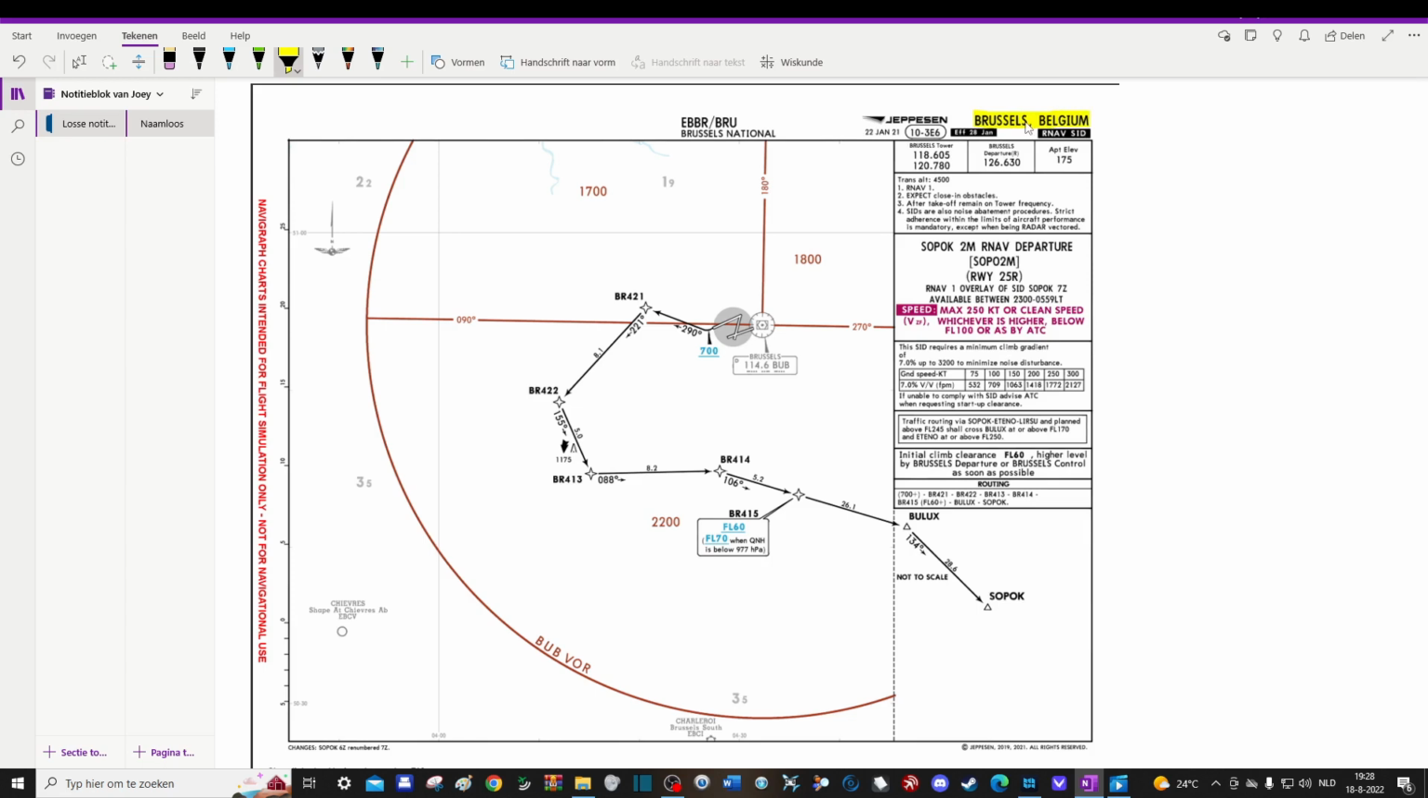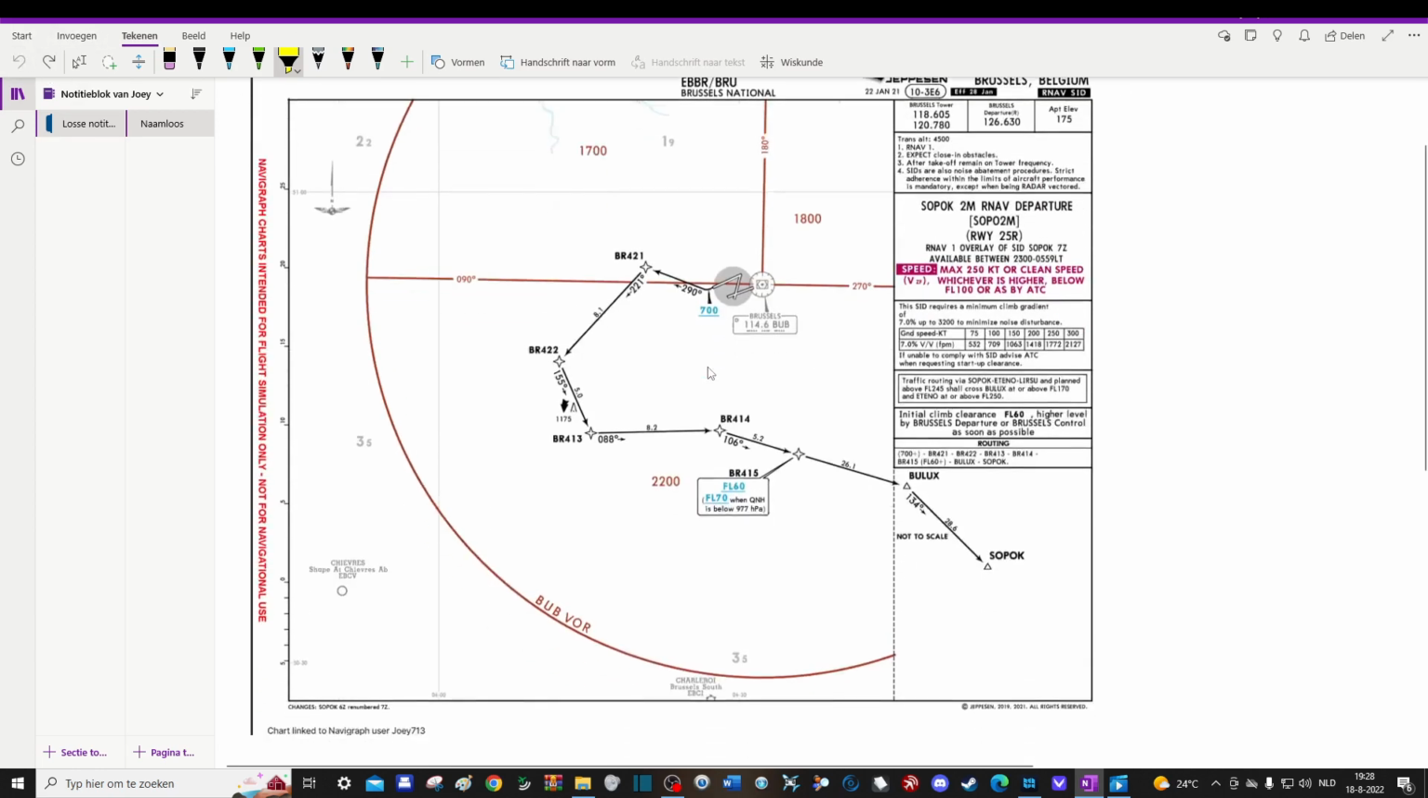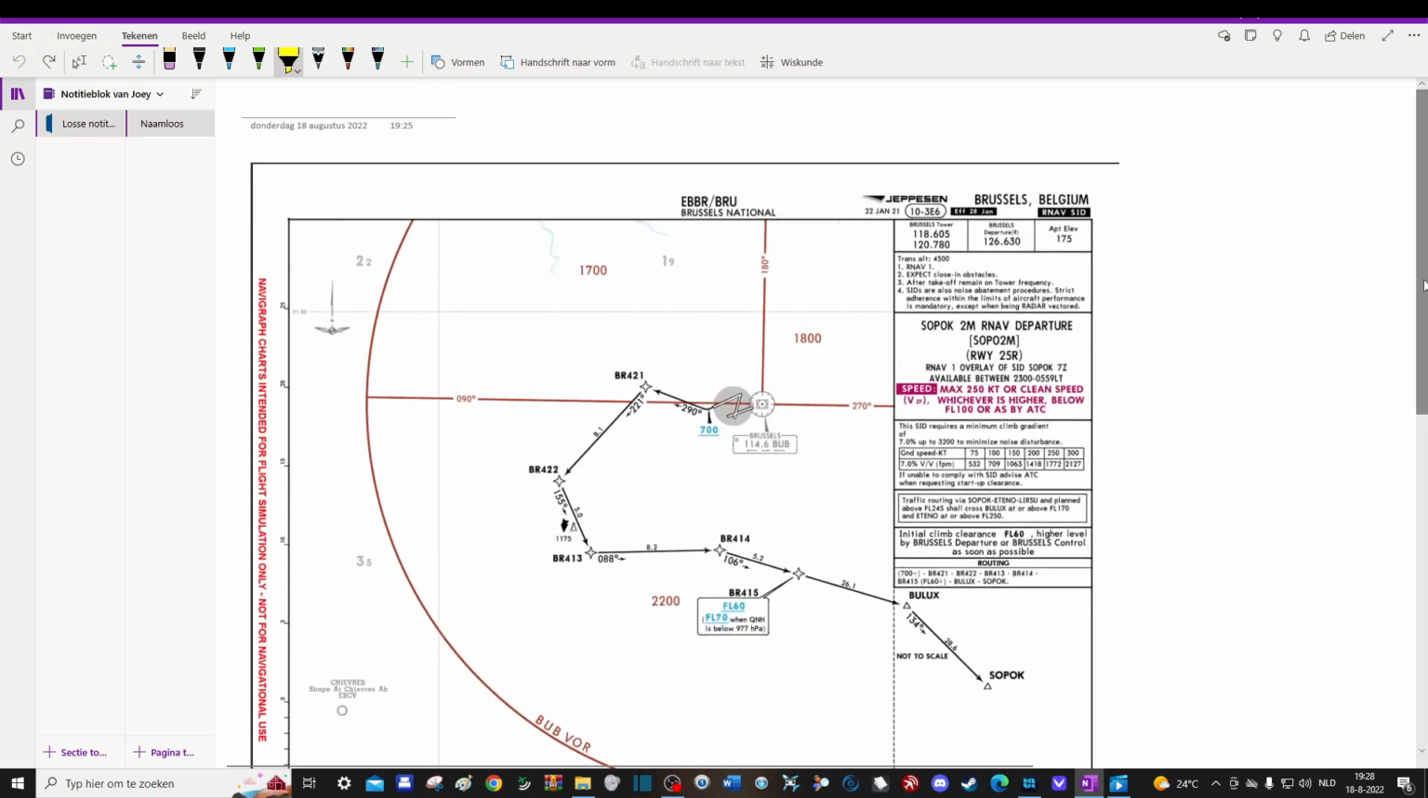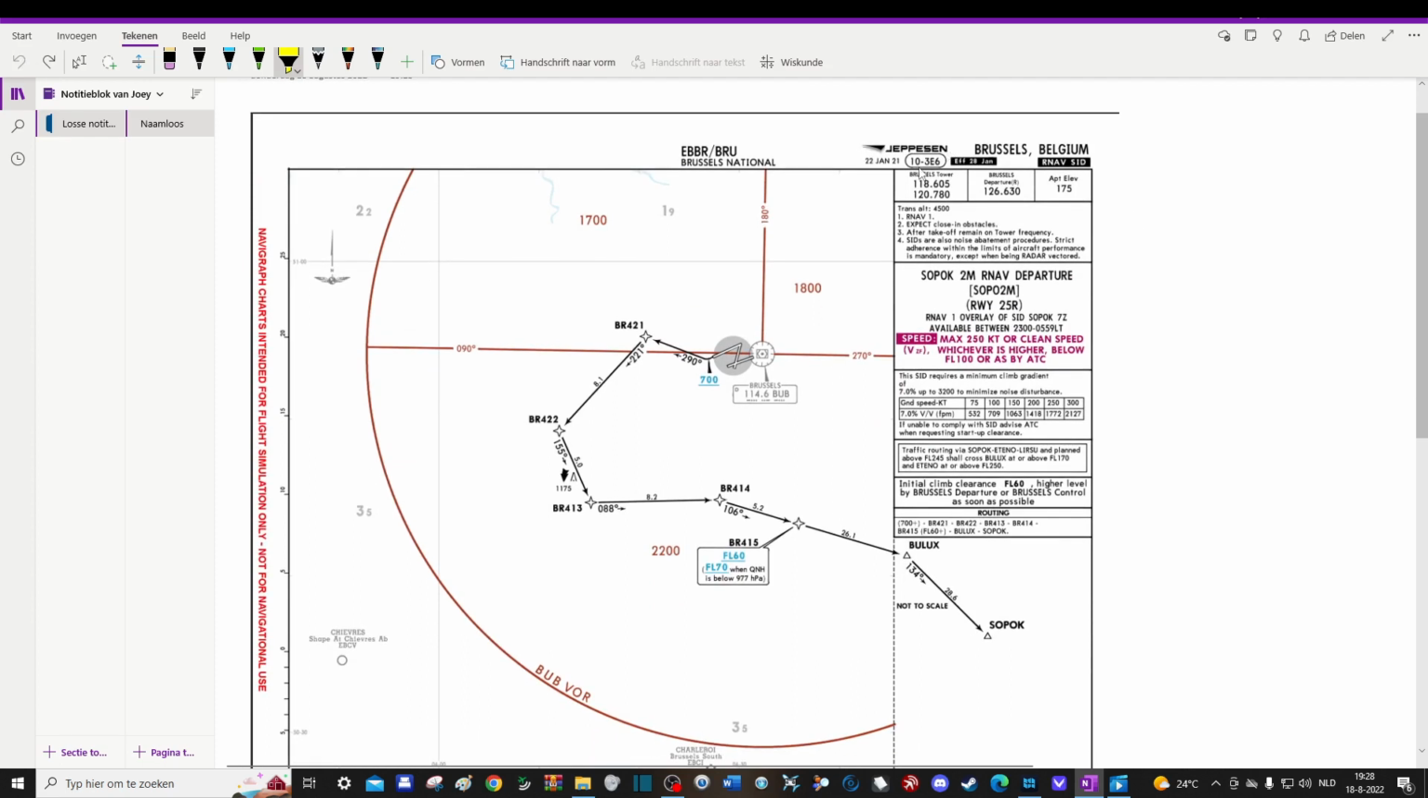First we have the airport that the chart belongs to, which in this case is Brussels Airport in Belgium. Below that you can see the type of chart, so this is an RNAV SID, which means it's a departure chart which makes use of GPS waypoints. Not all SIDs make use of RNAV, but this specific one does, so that's why it's written on the chart.